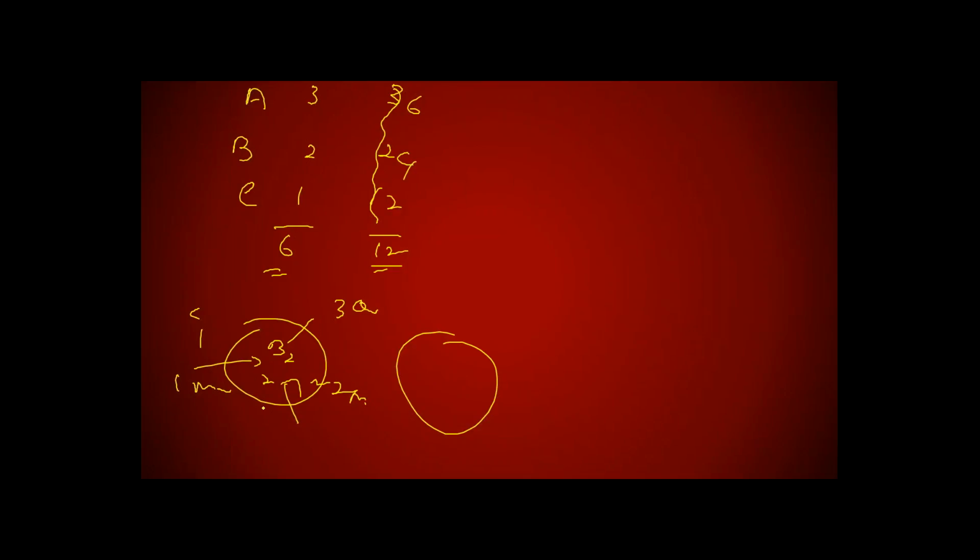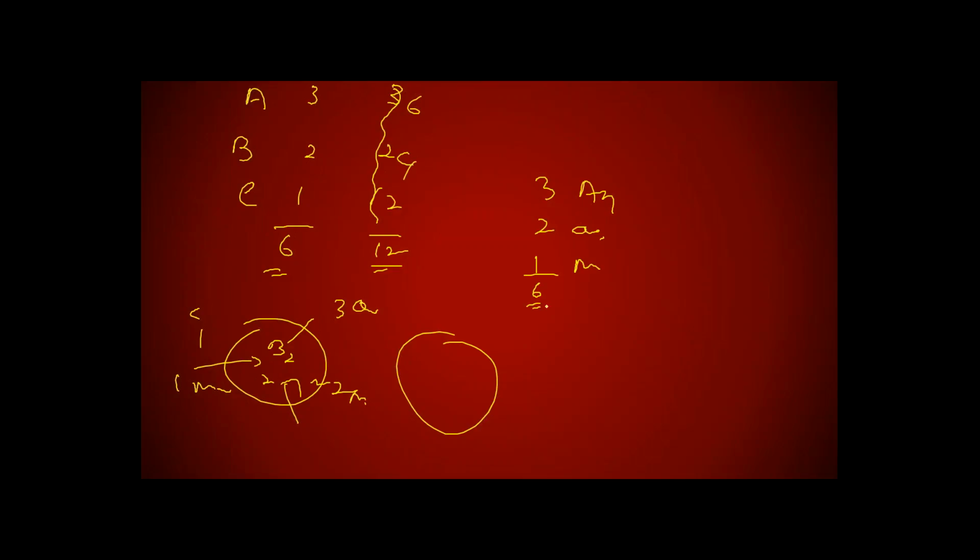Okay, 5. So if you put 5, then how many apples? 5 plus 4 plus 3. Why 5? What is the reason for 5? 3 oranges, 2 apples, and 1 mango in one bucket.